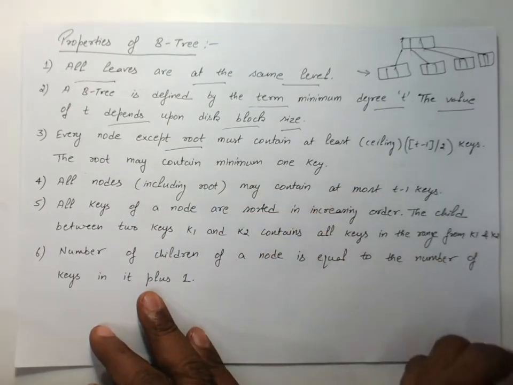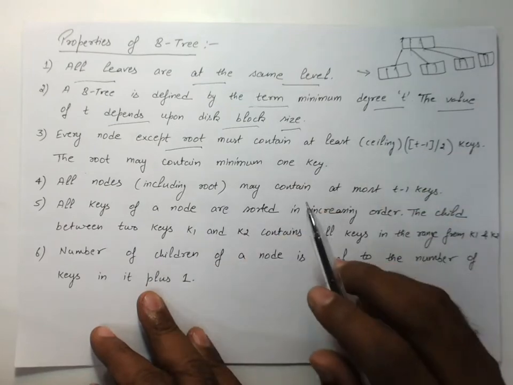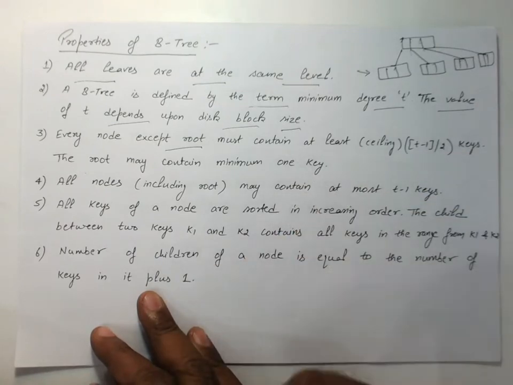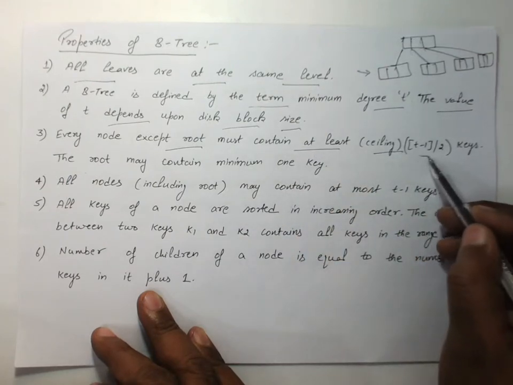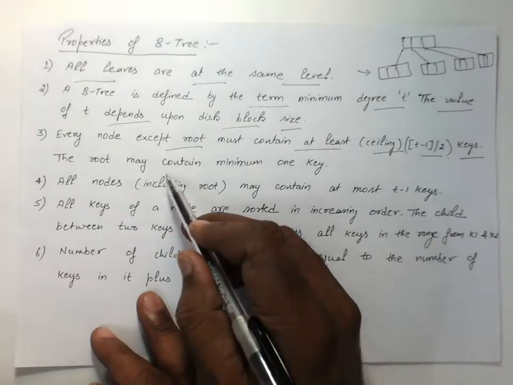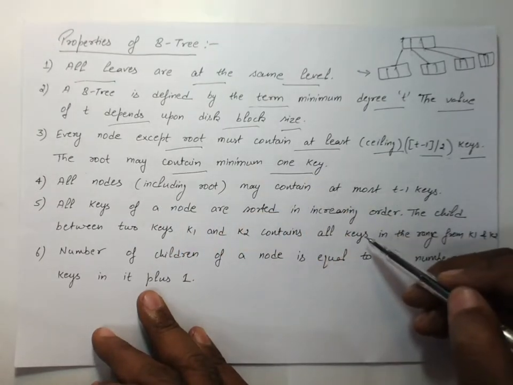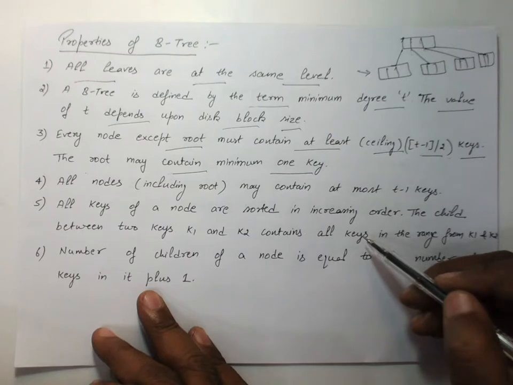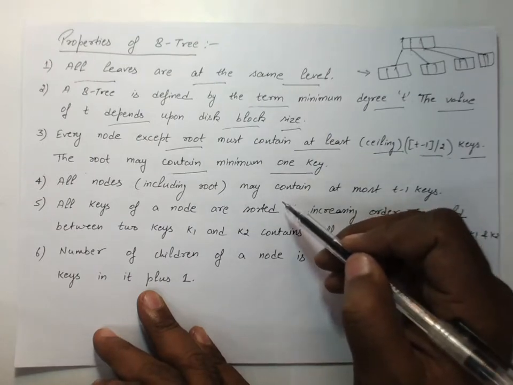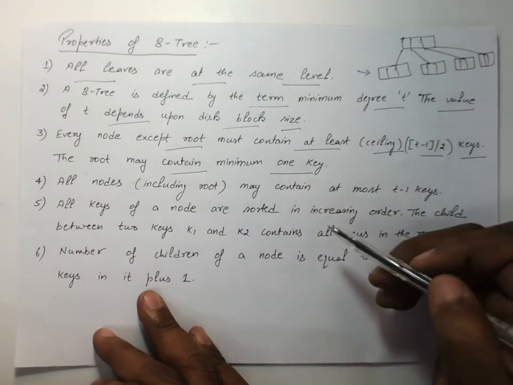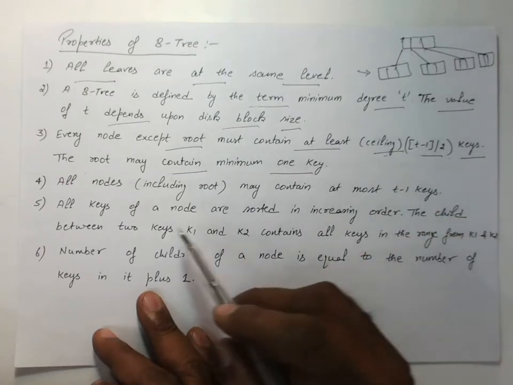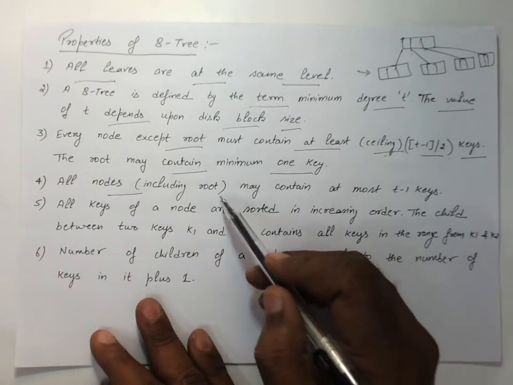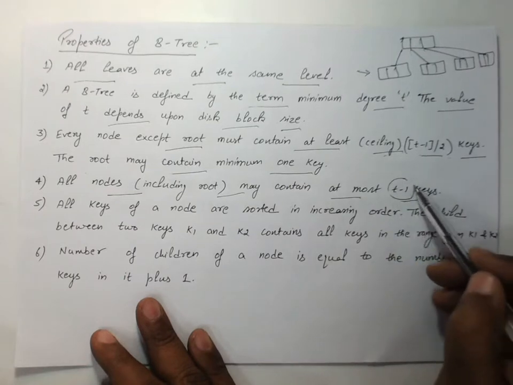Next, every node except the root node must contain at least ceiling of (T minus 1) divided by 2 keys. The root may contain a minimum of 1 key. Why is this so? Because the root node minimum is 1 key value, and any other node must fulfill the property of ceiling of (T minus 1) by 2. And the fourth property: all nodes including the root node may contain at most T minus 1 keys.